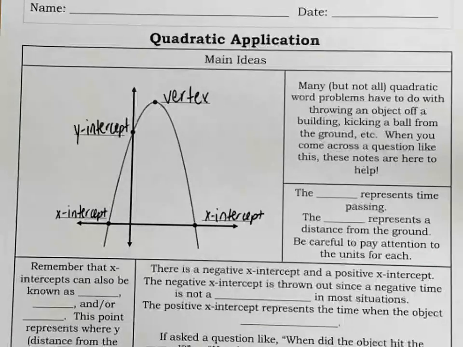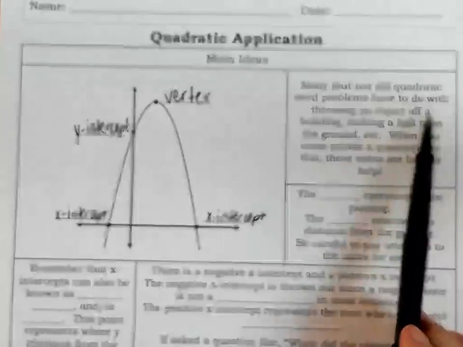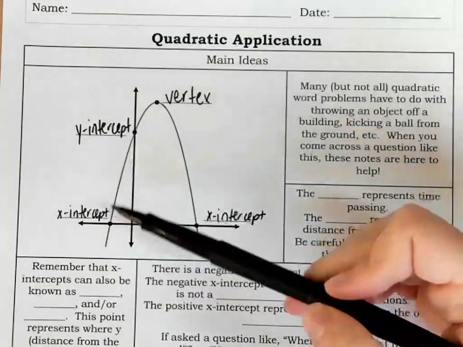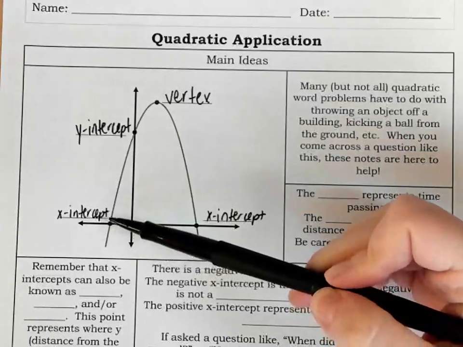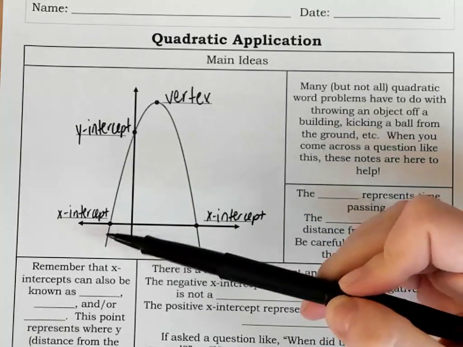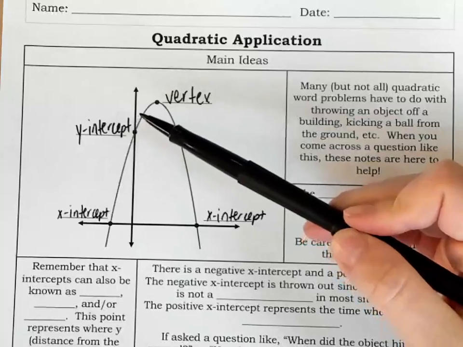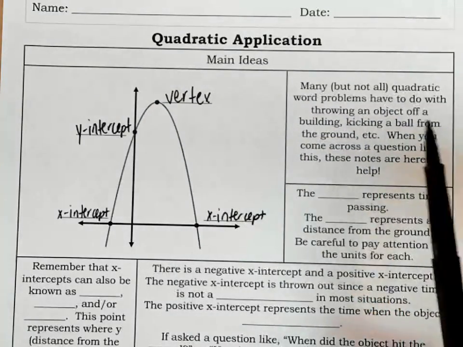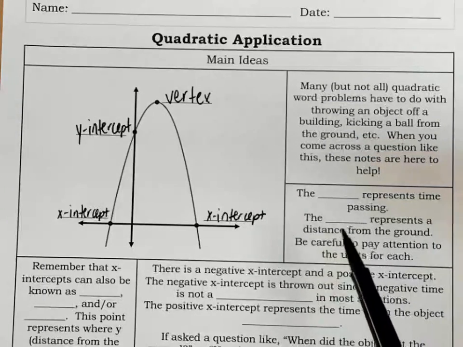As we start talking through quadratic application questions and using this information, a lot of the problems that we're going to come across have to do with throwing an object off of a building or kicking a ball from the ground, or something like that. When we throw something or when it's kicked, that object generally has a parabola or an arc-type shape where it goes up, hits a highest point, and then makes its way back down.